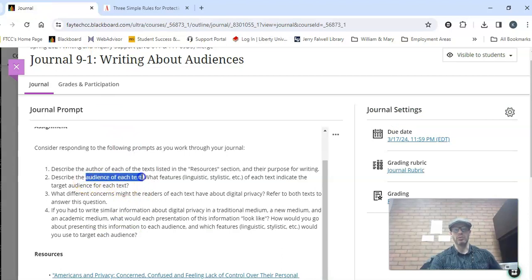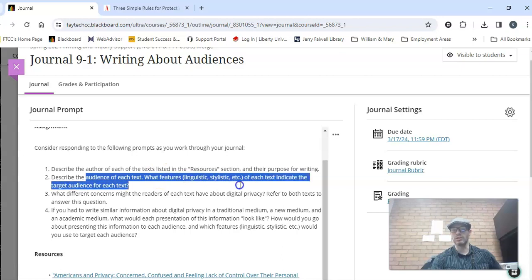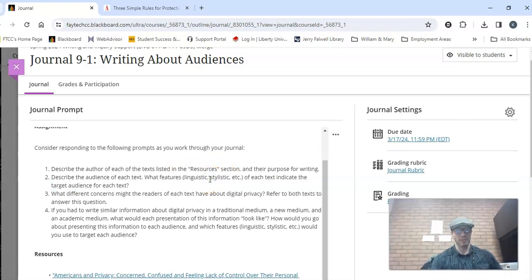Describe the audience of the text. Well, I've talked about that a bit. What features, linguistic and stylistic, etc., of each text indicate the target audience for the text? So for the example we just went over, you want to point out things like the artwork, the little glittering thing on the cursor, the language that's used. Give some specific examples of language to show that this is for people who have some education and some technical capability, but it's not focused for people that have like necessarily a really high education or anything of that sort.